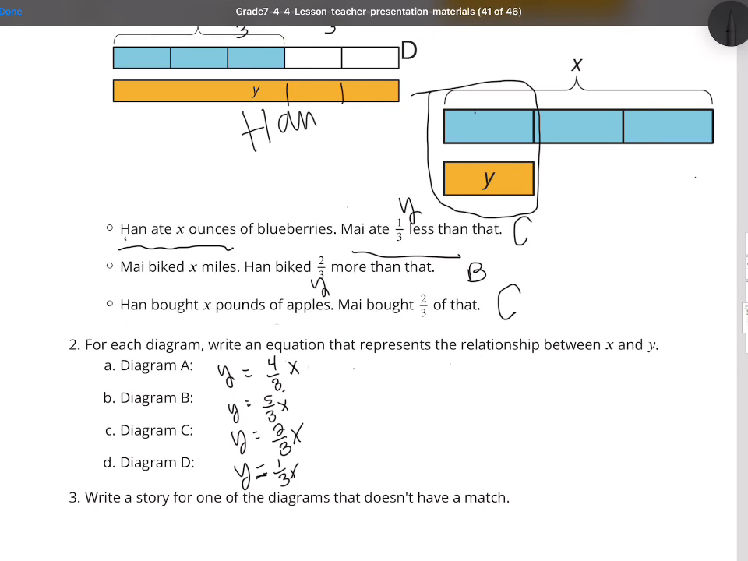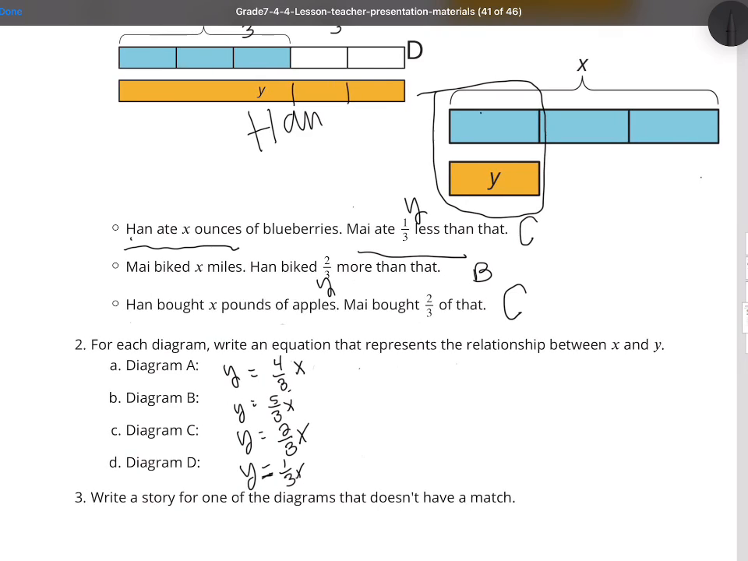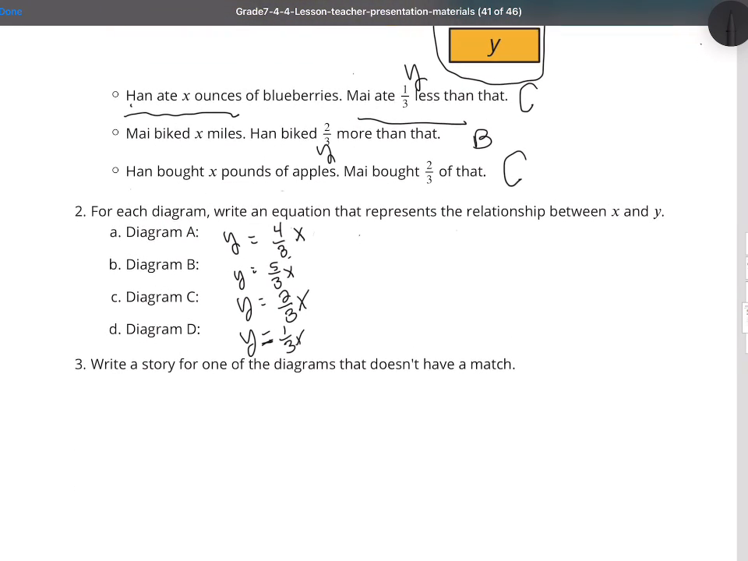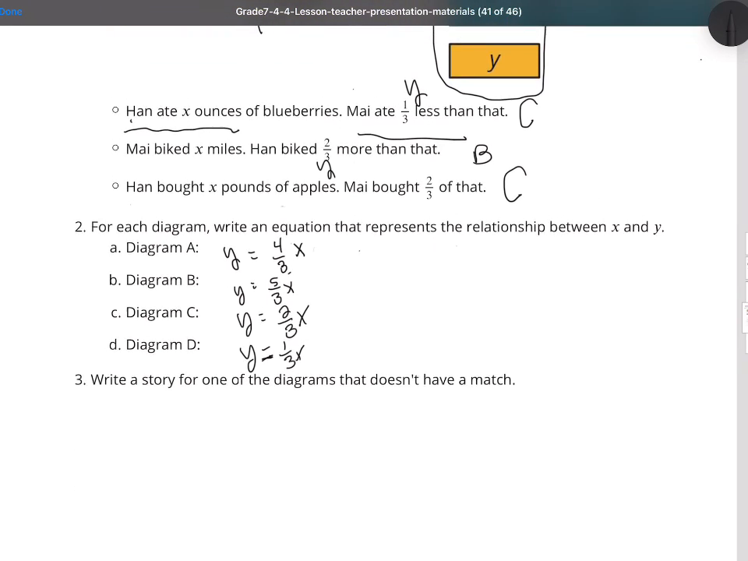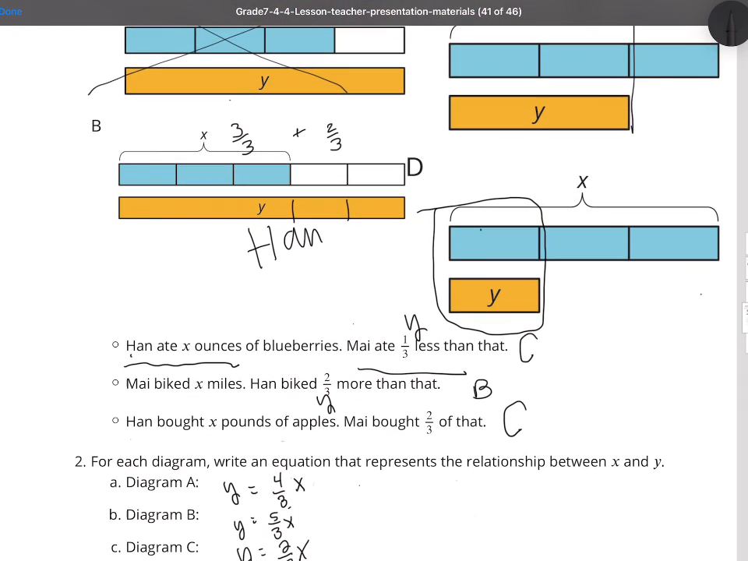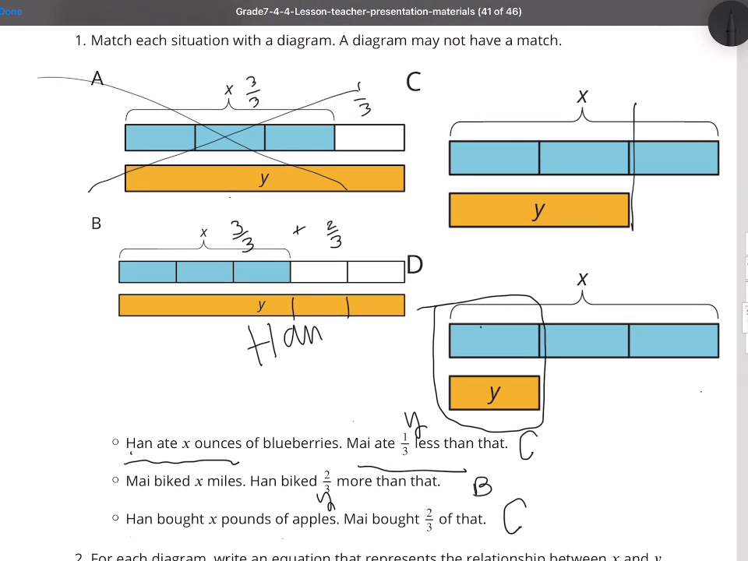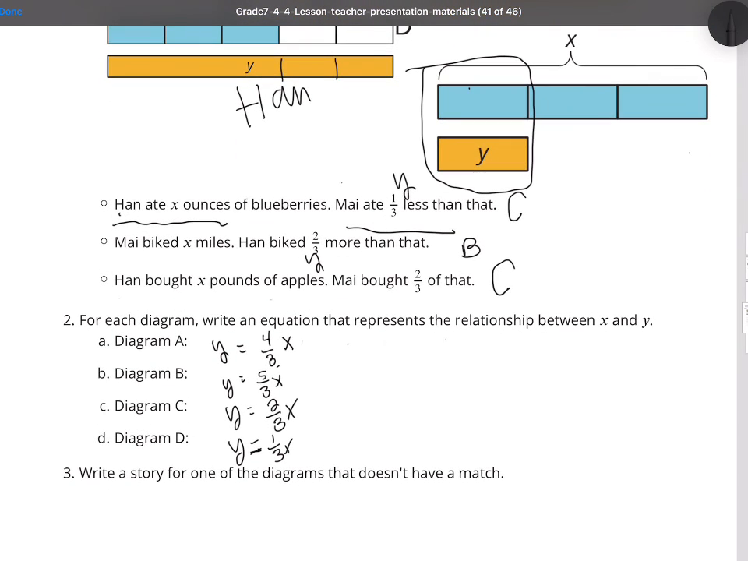All right. So then the last part of the lesson is asking you to write a story for one of the diagrams that doesn't match, which would be either D or A. So I want you guys to study these stories right here, and I want you at home to create a story for a diagram that doesn't match. Keep in mind, this is the last problem of the lesson. So just a friendly reminder, there's homework tonight, and I want you to remember to do your cool down. All right, guys, I'll see you in the next lesson. Bye, guys.